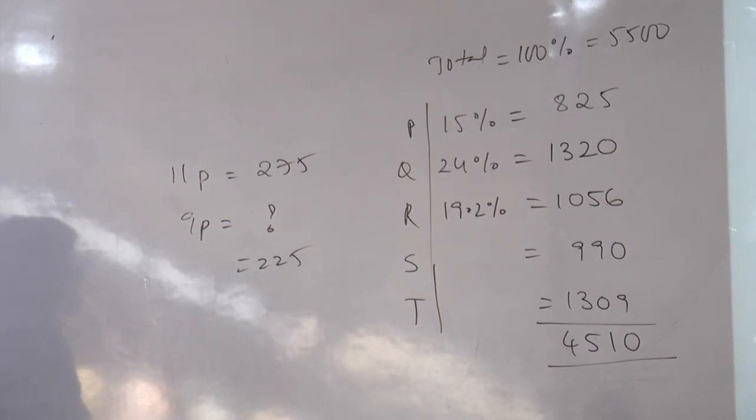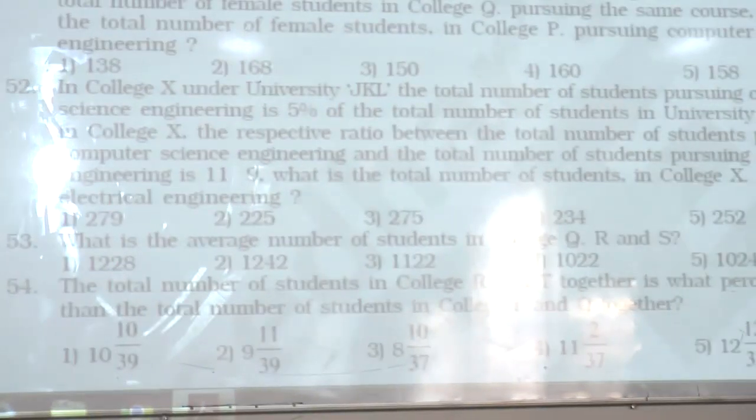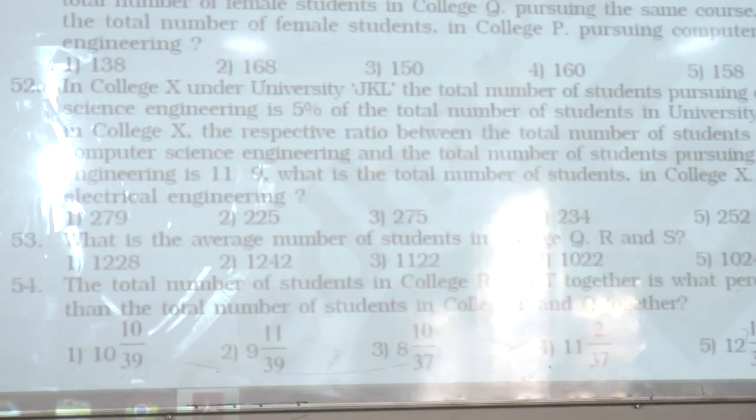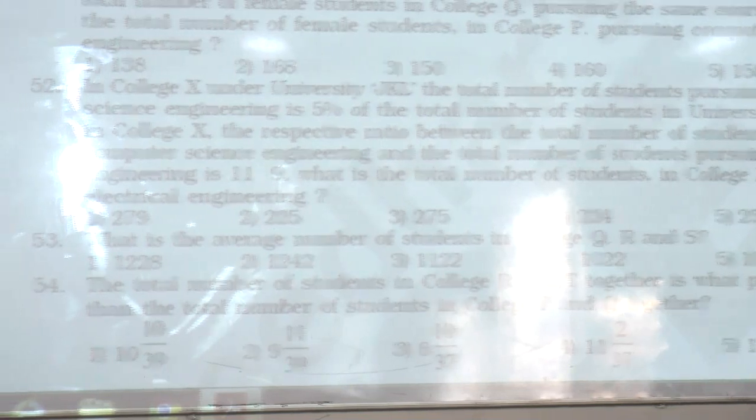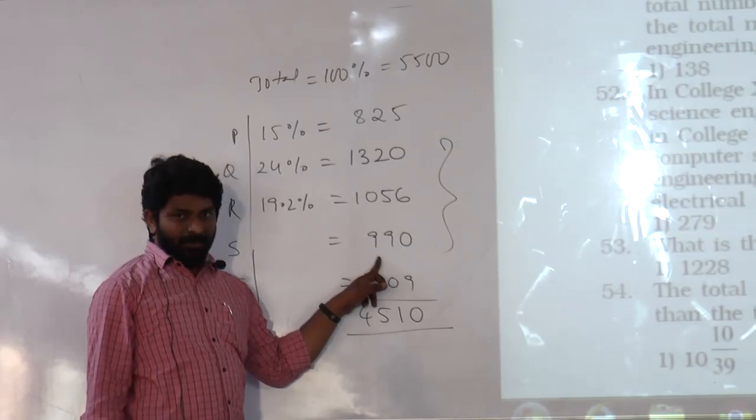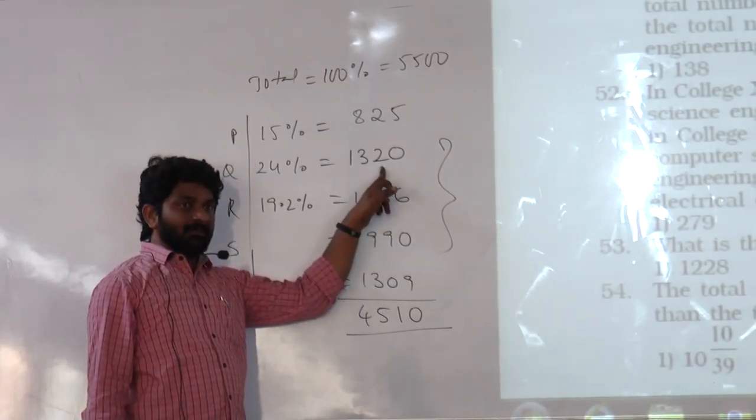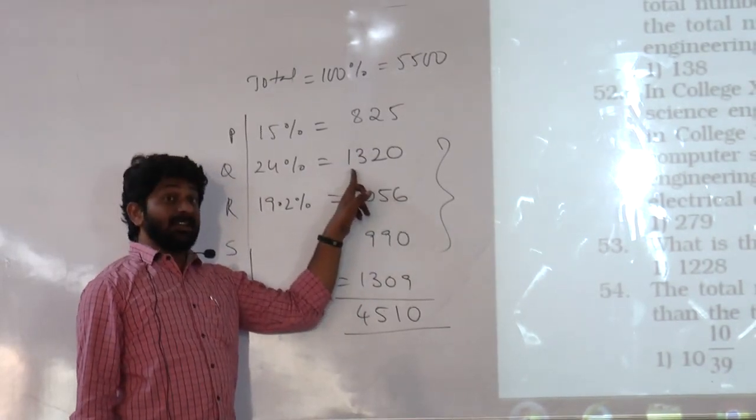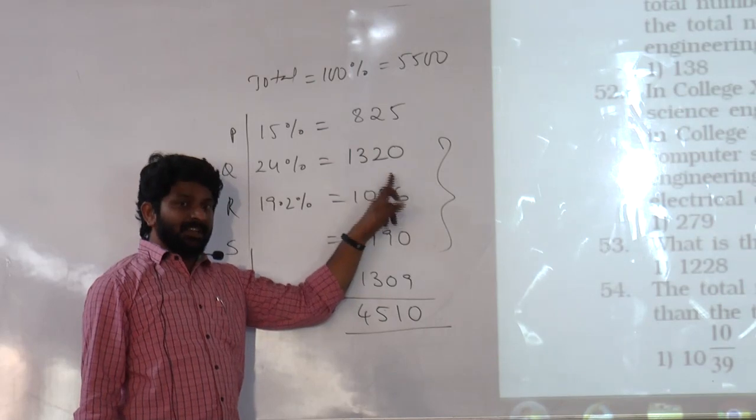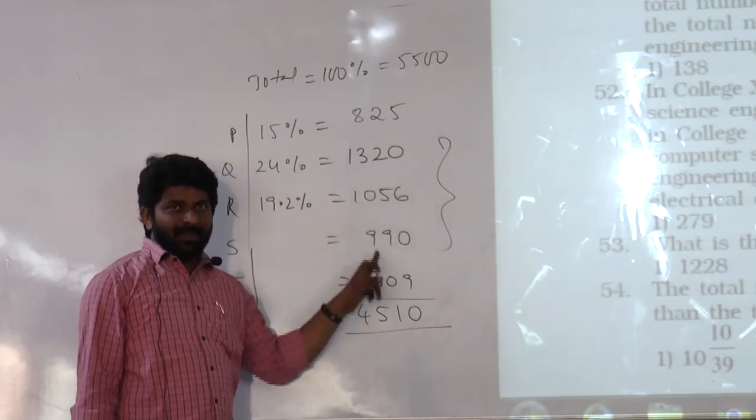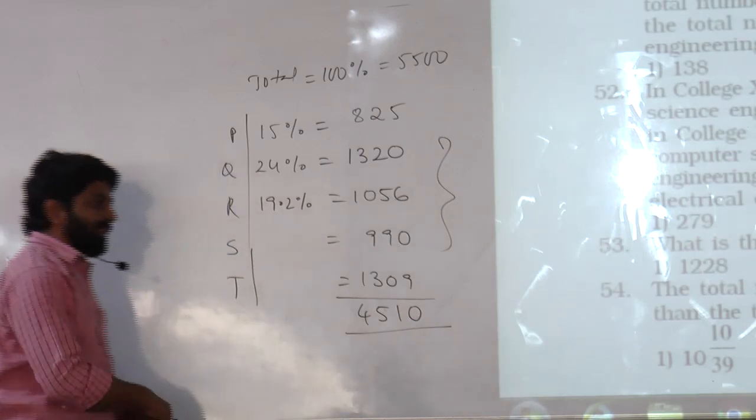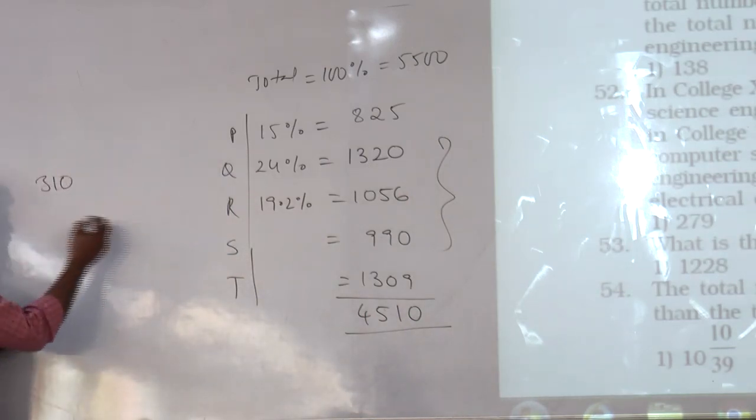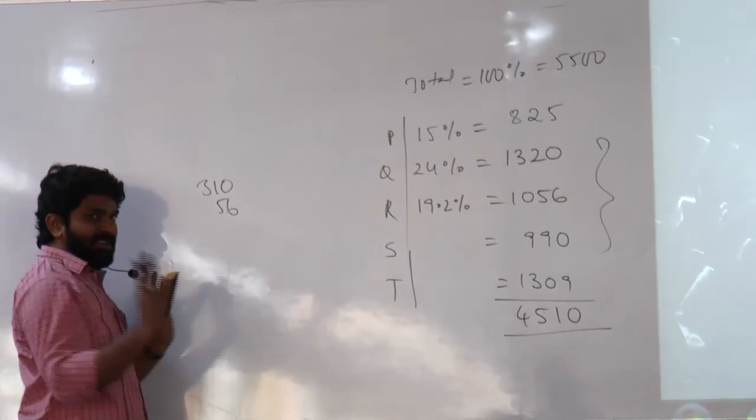What is the average number of students in college Q, R, S? These 3 numbers, right? To make it a round figure, I need 10 more. Take 10 from here. It becomes 1000. It is 1056. This is 1310. Every number is compared to 1000. This is 310 more than 1000. The second number is 56 more than 1000. And the third number is exactly 1000.